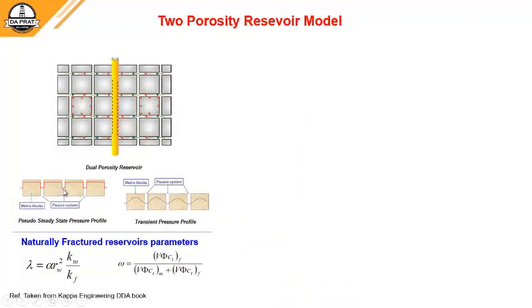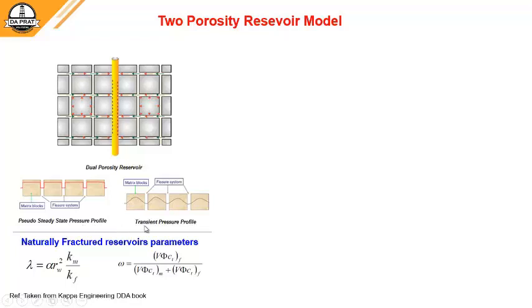It's just a relationship, like, let's say, Darcy's law is the difference with some constants related to the matrix block size and other parameters. In the case of transient pressure profile, it is another model. So when we reach the two porosity model, you have a choice of choosing either the pseudo-steady state pressure profile or the transient pressure profile.